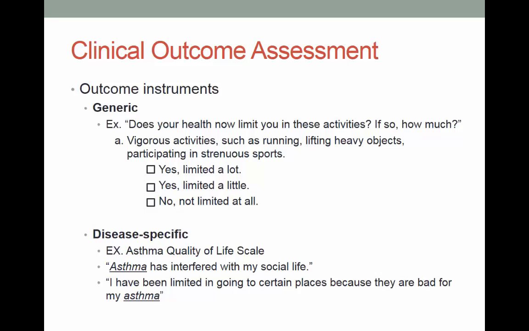Our outcomes can also be disease specific. In cases such as cancer, asthma, arthritis, shoulder instability, and migraine, for example, we may be able to use quality of life scales. An example of this would be an asthma quality of life scale that asks questions that are specific to asthma, such as asthma has interfered with my social life, or I have been limited in going certain places because they are bad for my asthma.